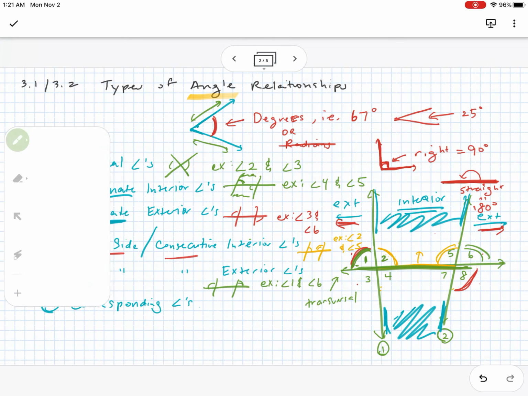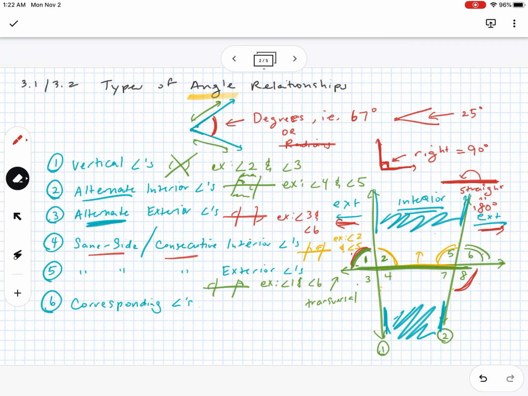Or angle 3 and angle 8. All right, and then lastly, corresponding angles. So that's probably the hardest one to visualize because with corresponding, you have to look at one exterior, and you also have to look at one interior. Okay, so when I say corresponding angle, we're talking about one interior and one exterior.